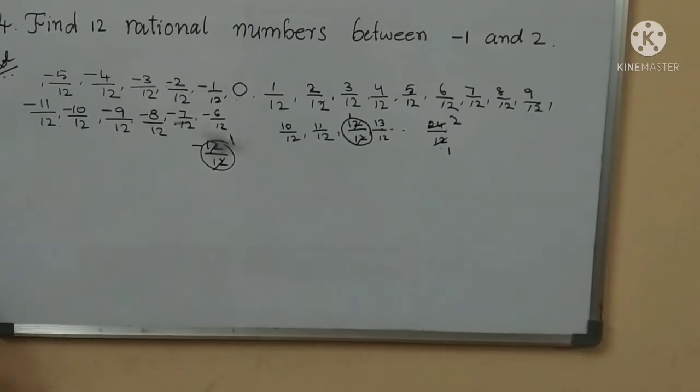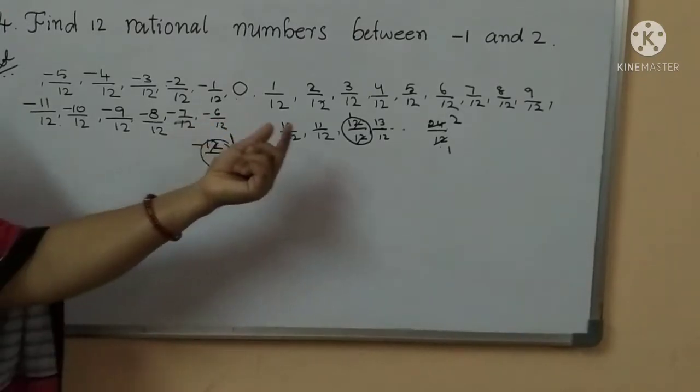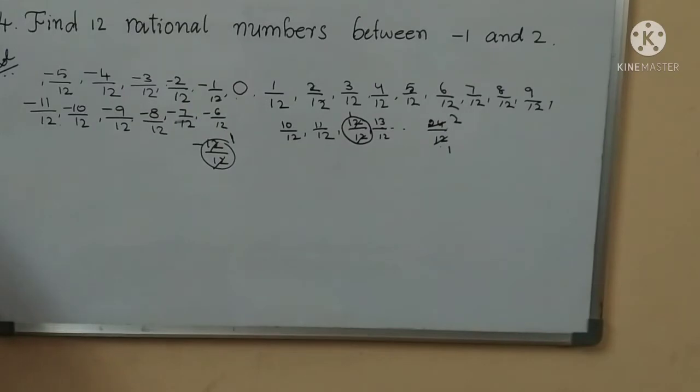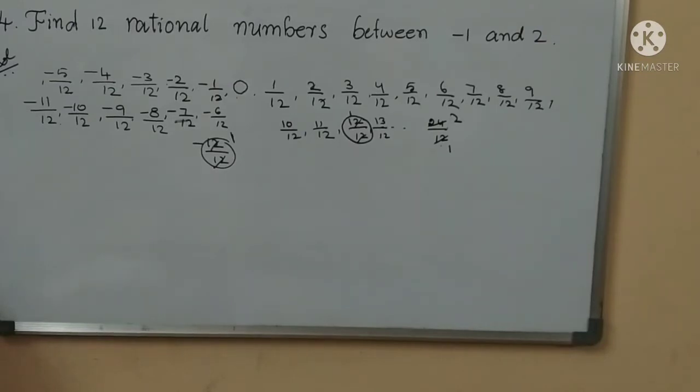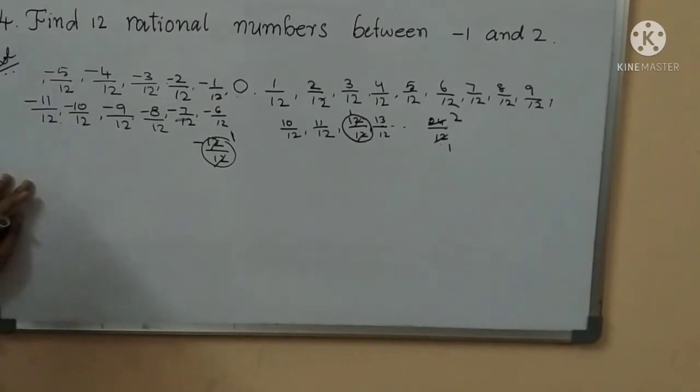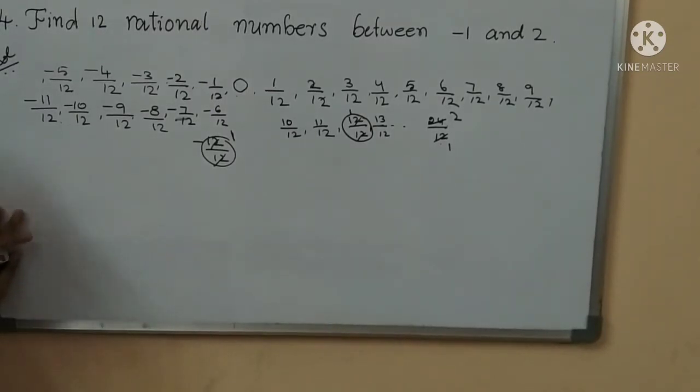Observe that we were to find 12 rational numbers between -1 and 2. These are the numbers between -1 and 2, and these are rational numbers. Understand here? So that is the fourth solution. Understand this one? Okay, right.